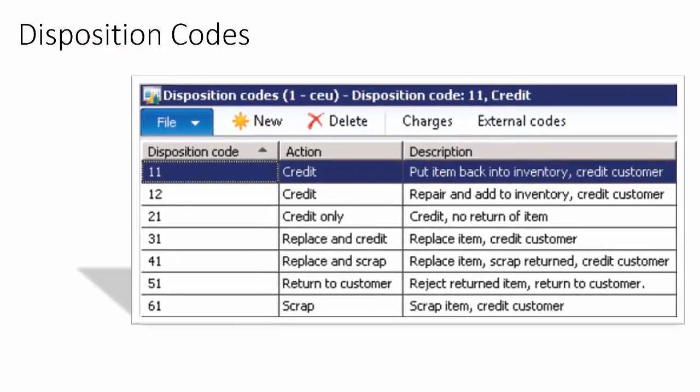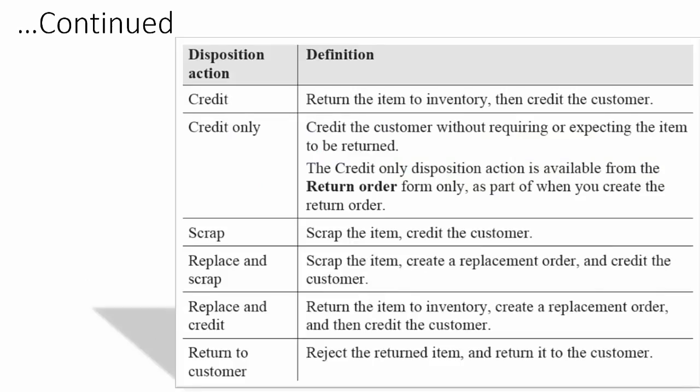Let us review the disposition codes now. Disposition codes are also a part of the customer return setup. They determine what will happen to the return items from a physical and a financial perspective. There are 6 predefined disposition actions available in Microsoft Dynamics AX 2012. Let us review each of them in details. Use disposition action credit when you want to accept the defective items and credit the customer back. In simple words, return the money back to customer and put the defective goods back into the inventory.